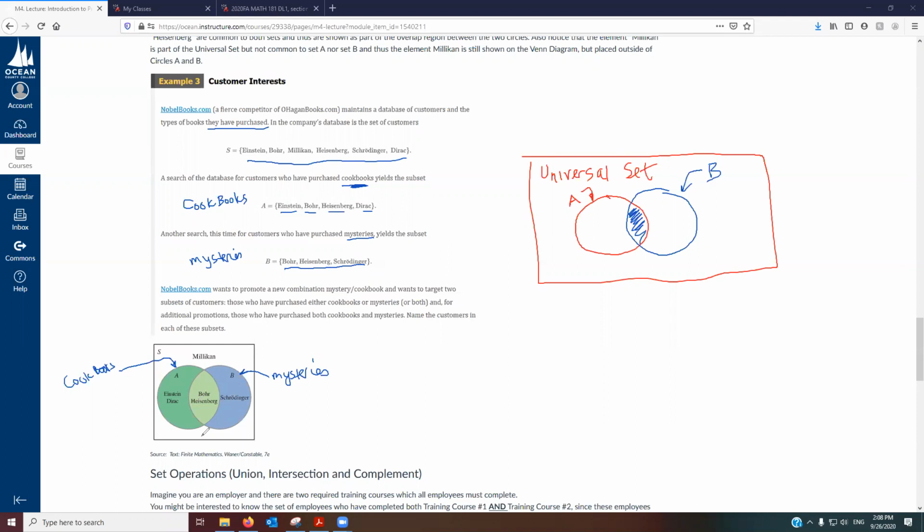But what I want to know is, is there any overlap between these 2 sets? Are there any customers that bought both cookbooks and mysteries? And of course, the answer is yes. Bohr purchased both. Heisenberg purchased both. So those 2 customers are in set A, but at the same time, they're in set B. So I want to put those 2 customers in the overlap. Those people are sitting in both sets A and B at the same time. This overlap is part of circle A, but at the same time, it's part of circle B.